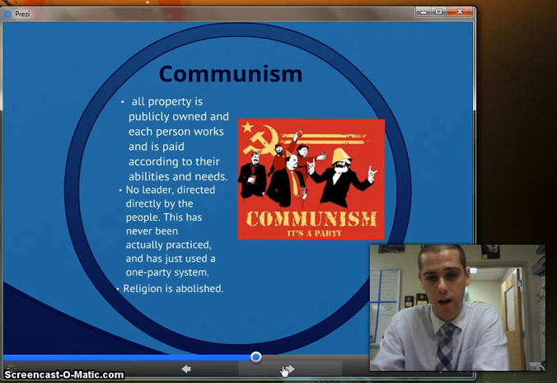So if I have cows and I'm a farmer, and you have hay or beans and you're a farmer, you might give all of your beans to the government, I might give all of my milk to the government, and the government divides up individual pieces for everybody in the whole entire country, not just a trade between the two of us.